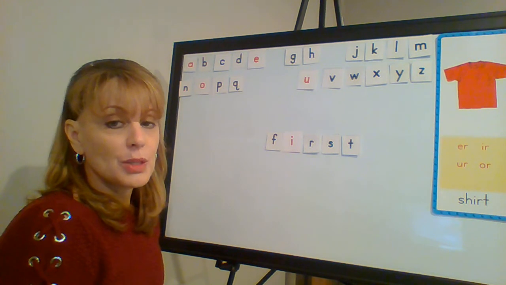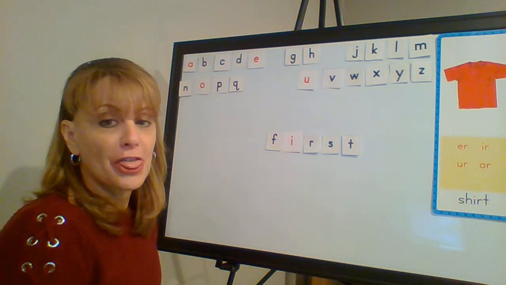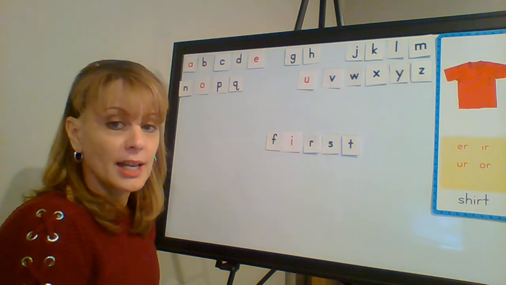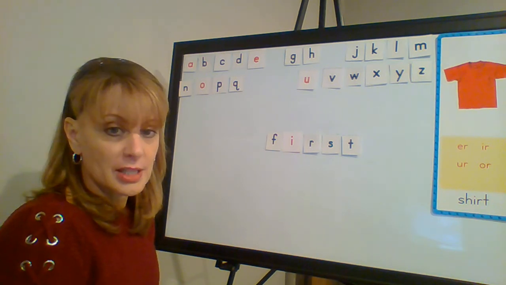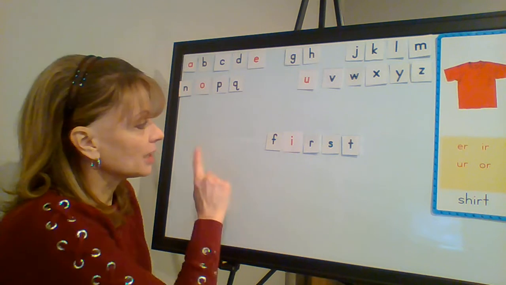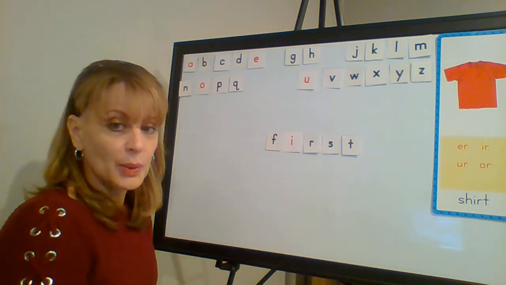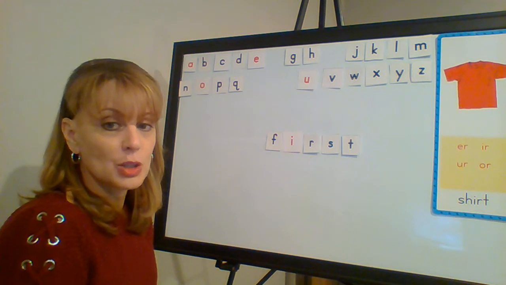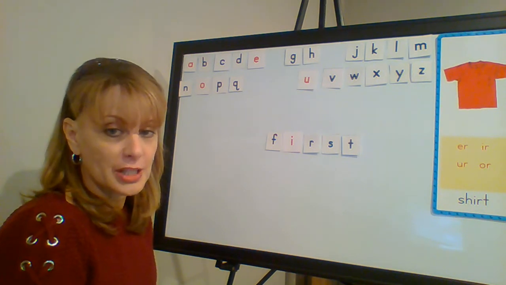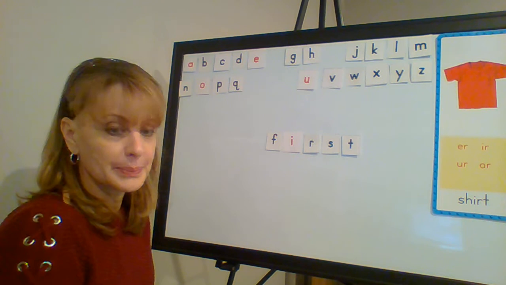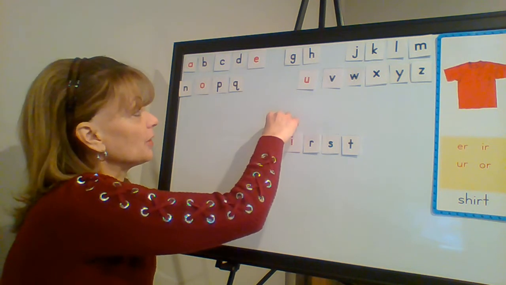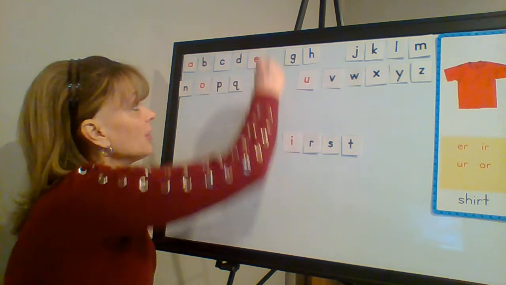I would like you to make the word thirst. It's a 6-letter word, thirst. Using some of the letters that you have here, change first to make thirst. Do that now. You should have taken the F off.